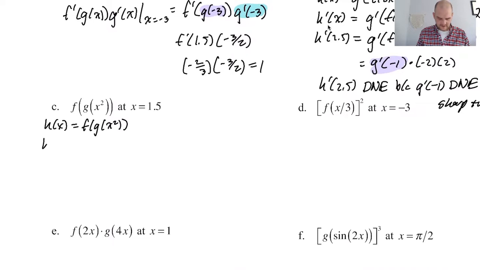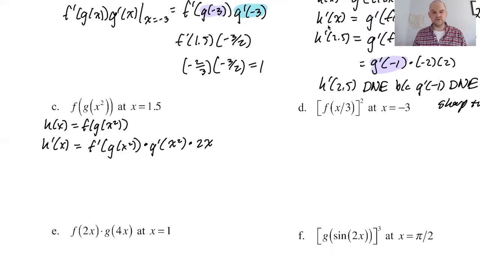So we got this. So h prime of x, the derivative of f of something is f prime of that thing. The derivative of g of something is g prime of that thing. The derivative of x squared is 2x. And that's how you know you're done with the chain rule, is when you finally get to something where you're just like, boom, I know the derivative, I'm going to write it down and be done.